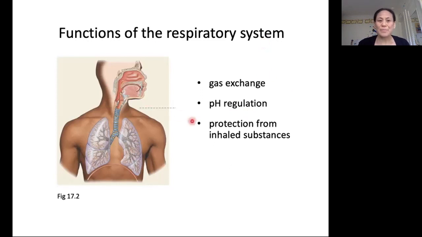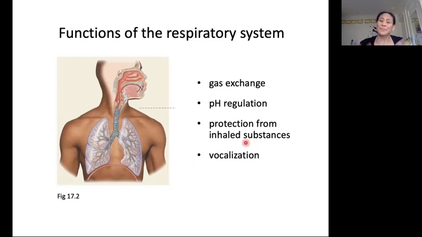The respiratory system also protects us from inhaled substances. So in the air, there's all kinds of pathogens, dust, things like that. We're only interested really in the oxygen part of that, okay? So what we want to do is try to filter that stuff out as we breathe the air in. And finally, vocalization. Okay, so we use our voice boxes to talk and sing and yell and things like that.